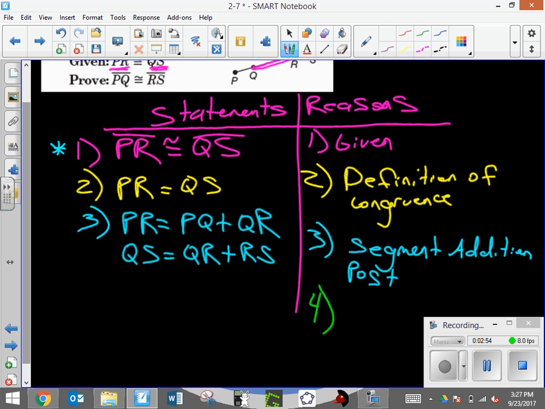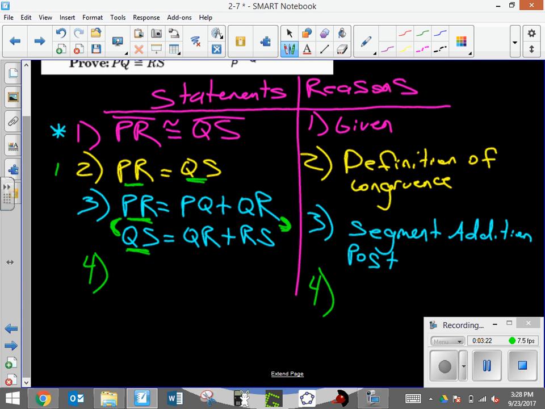Okay, so then number 4. I really haven't used either of 2 or 3 combined yet, so let's do that. I know that PR equals QS. Well, since they equal, here's PR and here's QS, if these two things equal each other, then the right sides should be equal to each other. So let's put those together. Let's use both statements 2 and 3 to come up with statement 4.